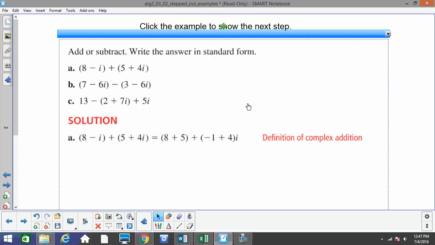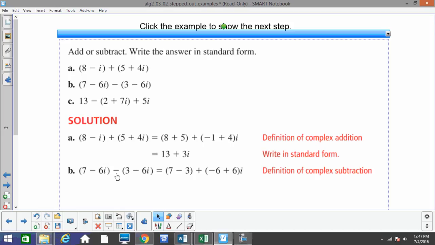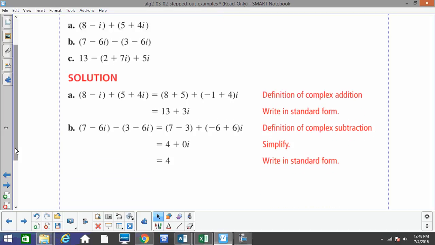So 8 plus 5 is 13. Negative 1 plus 4 is 3. Your answer is going to be 13 plus 3i. You can't go any further than that. On part B, be careful of your signs. It's going to be 7 minus 3, negative 6 minus negative 6, which is really negative 6 plus 6. Which you're going to end up with 0i, which you don't need to write because that just means that you don't have an imaginary part to that complex number.